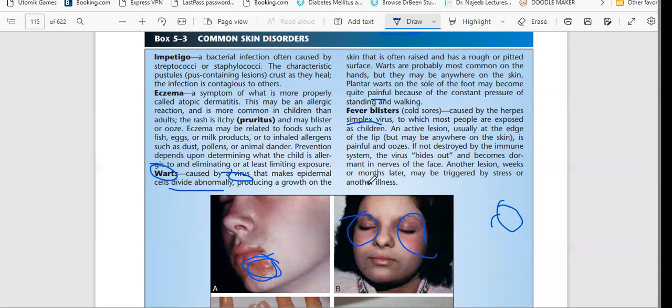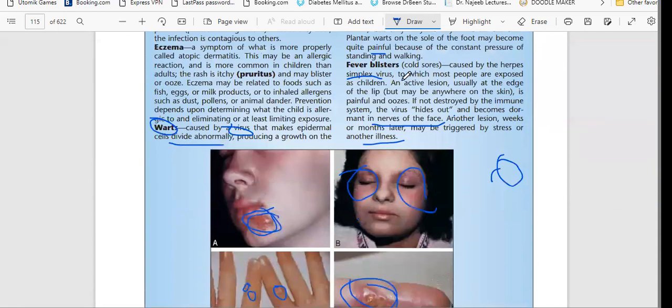If not destroyed by the immune system, the virus hides out and becomes dormant in the nerves of the face. Another lesion weeks or months later will be triggered by stress or another illness. So basically, if this type of virus or bacterial infection is not treated, it will enter our body and damage our nervous system, which will cause more serious problems. So that's the reason we have to be very conscious about that. What type of problem is it, how do we treat it, how can we get rid of these problems?